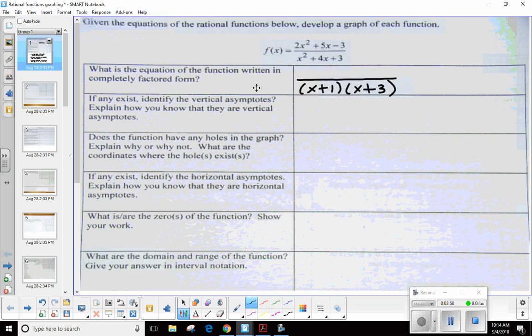Anybody like the grouping method? Some people like grouping. What about the box method? Some people like the box method. I want to emphasize, if you have a method for factoring trinomials and you feel comfortable with it, absolutely go ahead and continue to use it.